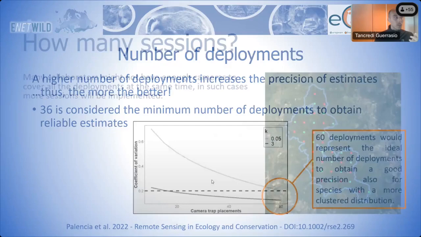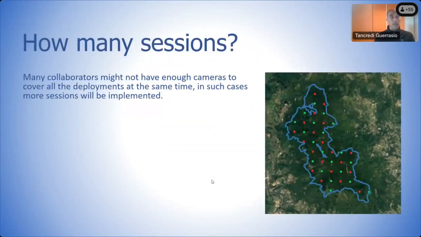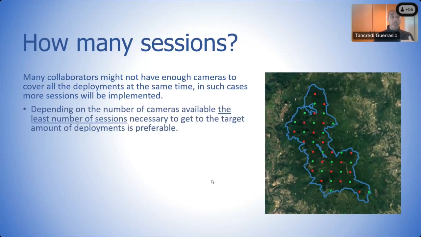So clearly, many collaborators are not going to have enough cameras to cover all the necessary points at the same time. So in that case, more sessions are going to be implemented. So as a general rule, as I said, the priority is to have a high number of deployments because that's going to ensure higher precision.